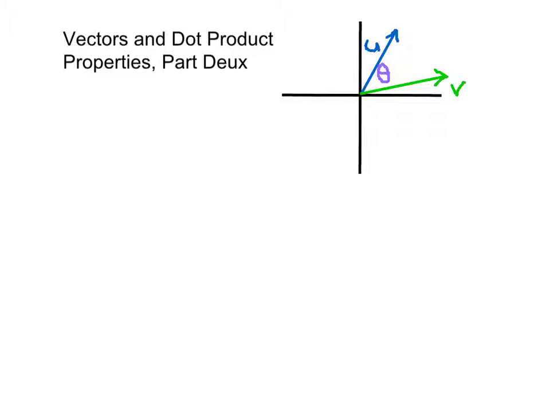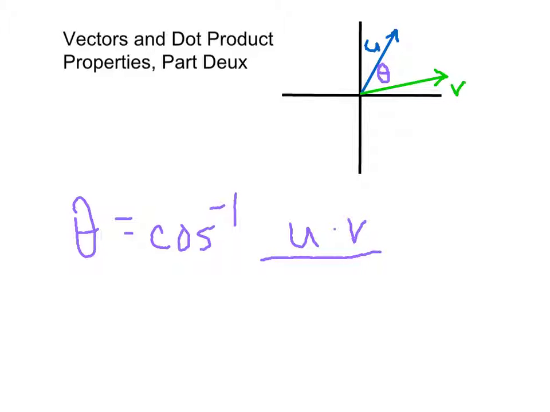I want to discuss how to determine the angle between a couple of vectors. In the diagram listed there, I've got vector u and vector v separated by an angle theta. We can find what theta is equal to if we take the inverse cosine. Now pay attention, this is where it gets a little funky. Inverse cosine of the dot product of the vectors divided by the product of the magnitudes of those vectors.